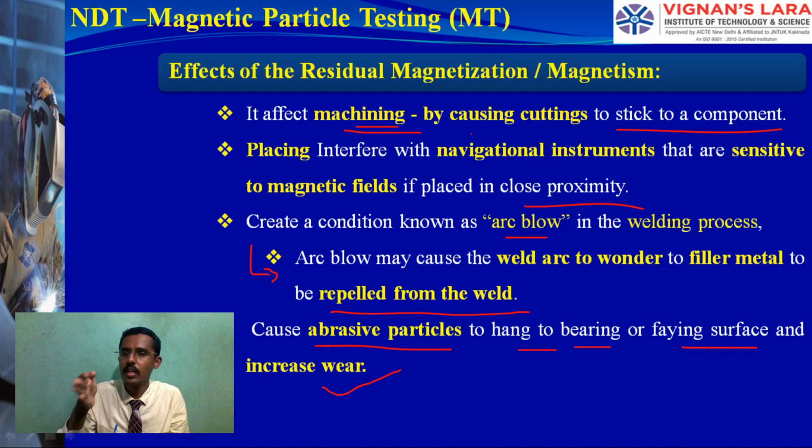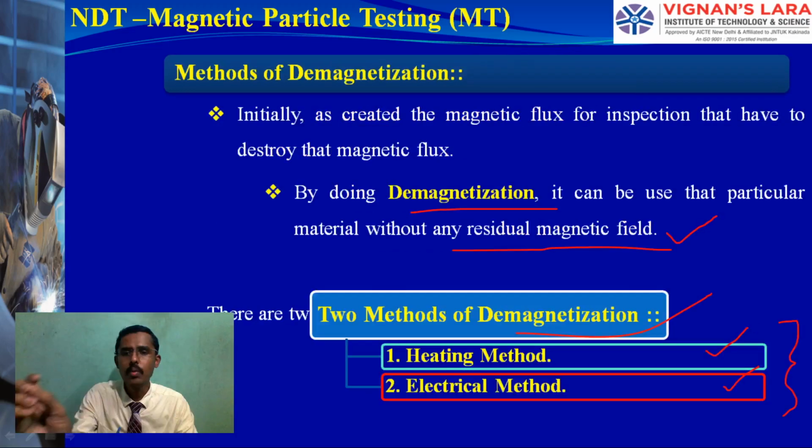There are two types of demagnetization: maybe one is a heating method, and one is an electrical method. These two we have to see separately, the types of demagnetization. And now, at the last point, the fifth point, demagnetization is done. Process completed.